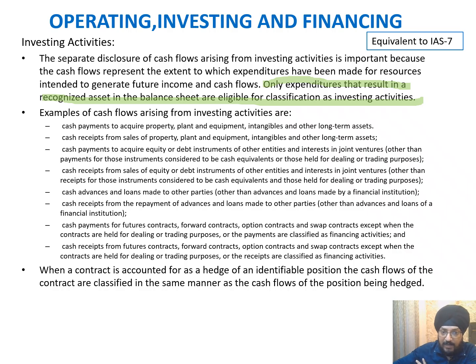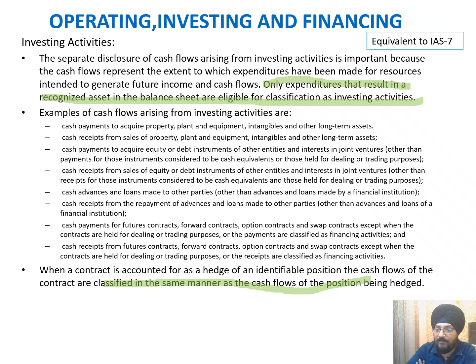Now, one more thing, when a contract is accounted for as a hedge of an identified position, the cash flow of the contract is classified in the same manner as the cash flow of the position of the original transaction. Which means that if we have taken any forward contract or future contract, the outflow or the inflow on account of that hedge transaction will be classified depending upon the underlying position that has been taken. For example, if the underlying position was taken on the inventory, then definitely it will be classified as operating activity. But if the underlying position has been taken on account of some loans or some investments, then it will be classified as financing activity or the investing activity, as the case may be.